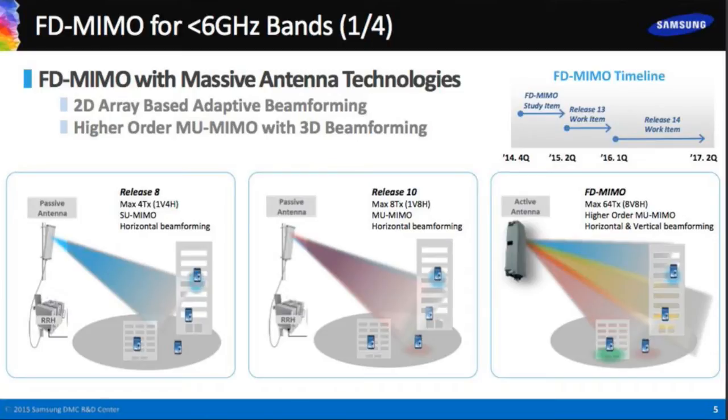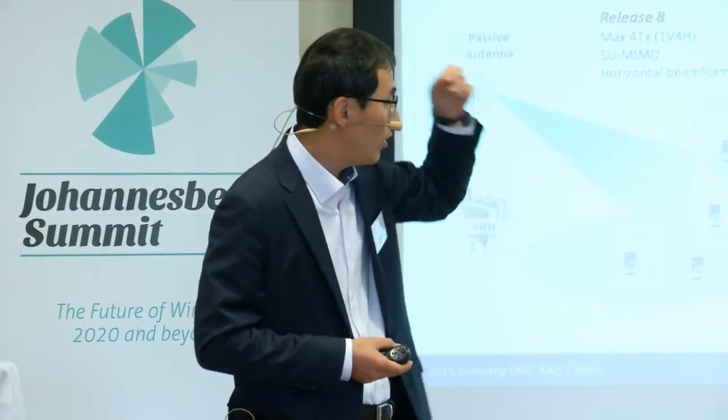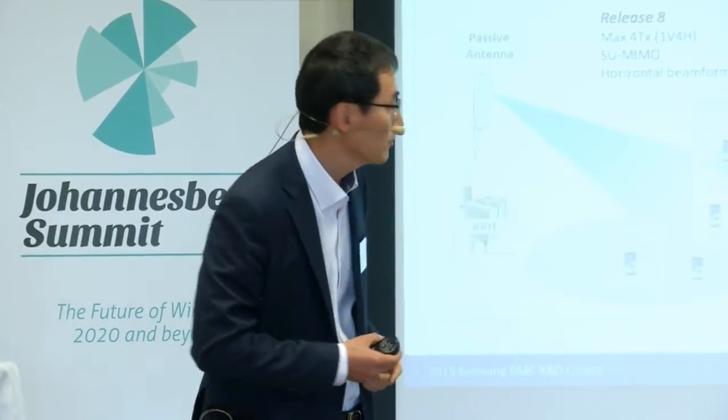So first, the multi-antenna technology under 6 gigahertz, which John also mentioned very nicely. So as you all know, 3GPP is already working on the standardization of MIMO. Right now we are in the study item phase, and there will be some work items still in Release 13, followed by Release 14 work items. As you know, in Release 8 we had single-user MIMO, and in Release 10 we have multi-user MIMO with up to 8 transmissions. But now we are working to support more than 8, utilizing both the horizontal dimension as well as the vertical.